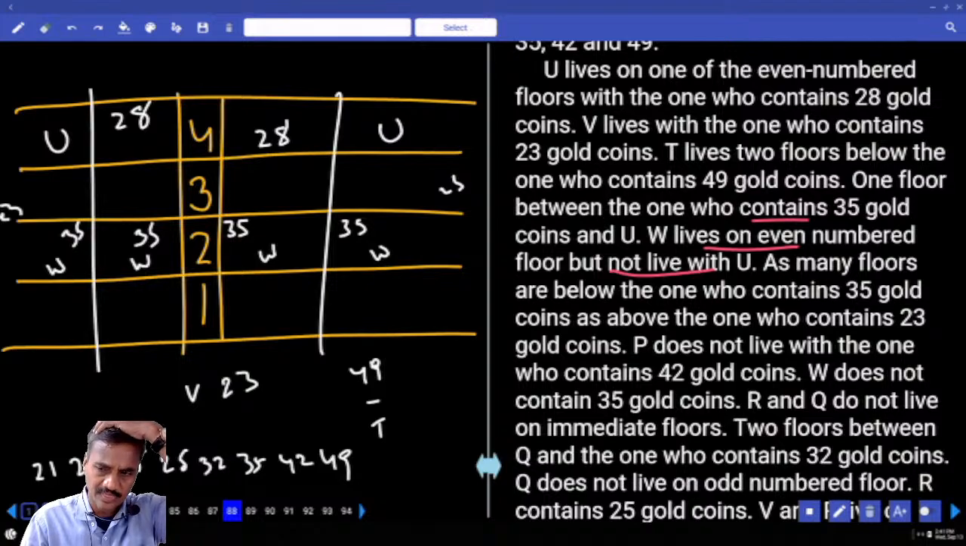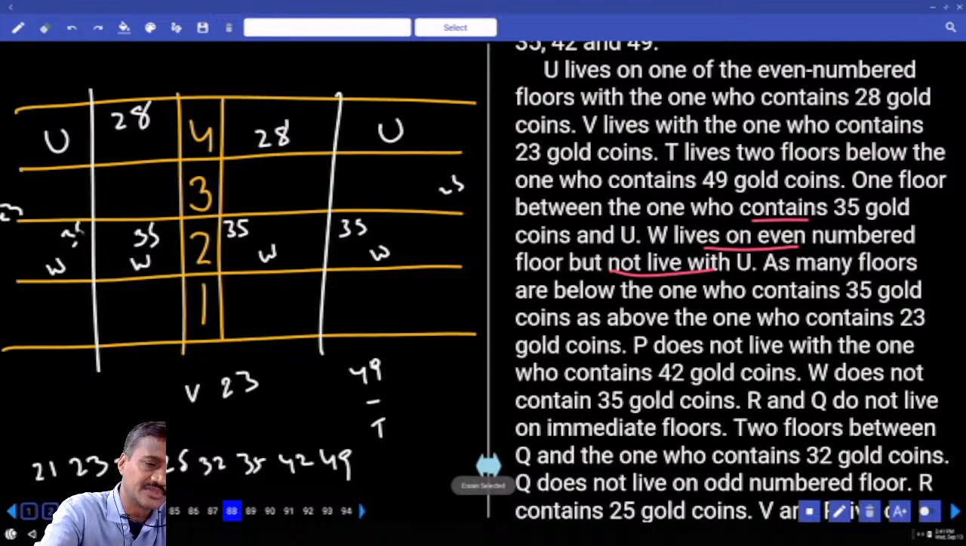Then next one, W does not contain 35. Now W does not contain 35. Now if W is here, 35 is here. Isn't it? W does not contain 35.